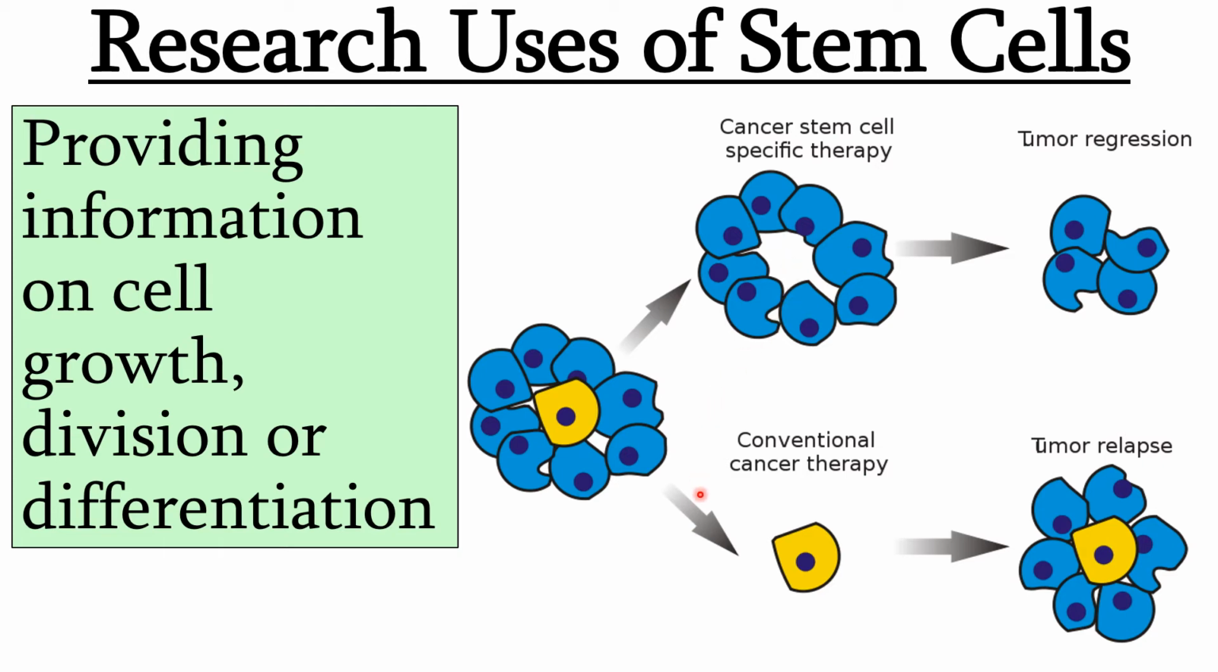Whereas conventional cancer therapy just kind of kills all the cells, so you may leave some of the stem cells, which would lead to the tumour relapsing. So that's the first research use, for finding out more about how cells grow and divide, the process of mitosis and differentiation.